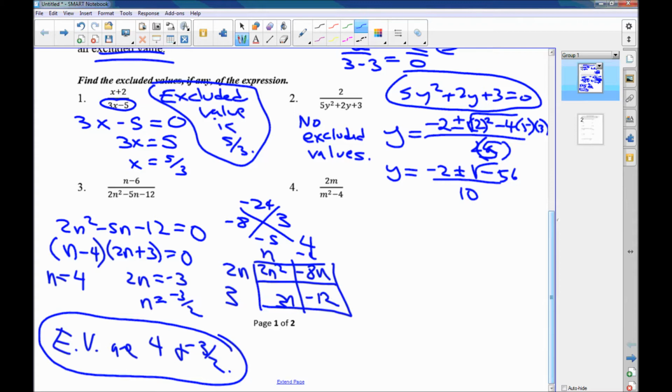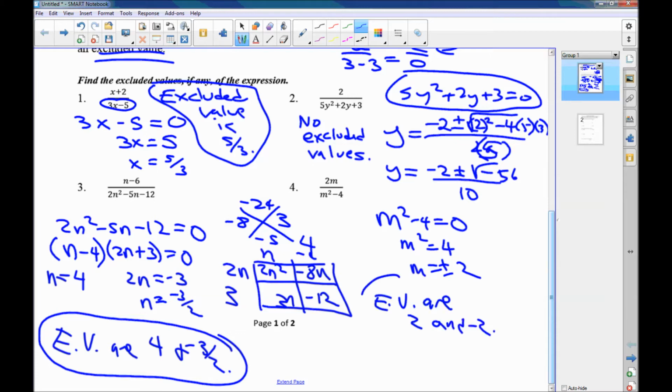All right. Number 4, same kind of thing. M squared minus 4, we'll set it equal to 0 because these are the things that aren't allowed. We solve this. And I square root both sides, and I'm going to get plus or minus 2. So my excluded values are 2 and negative 2.